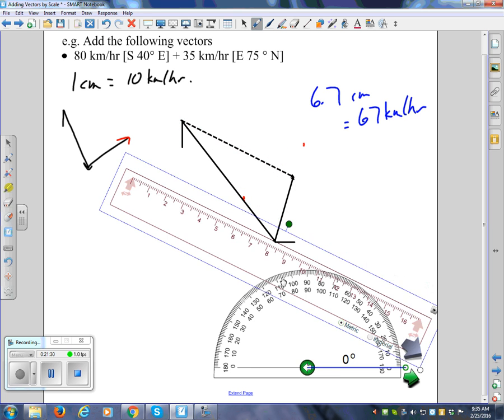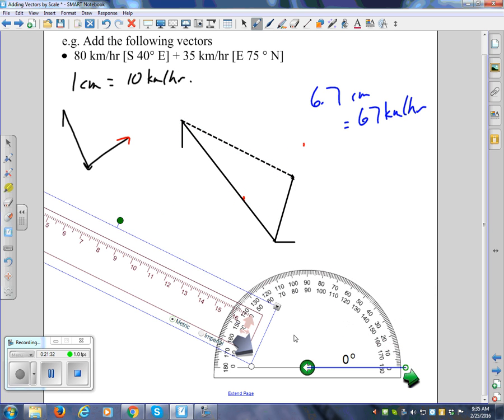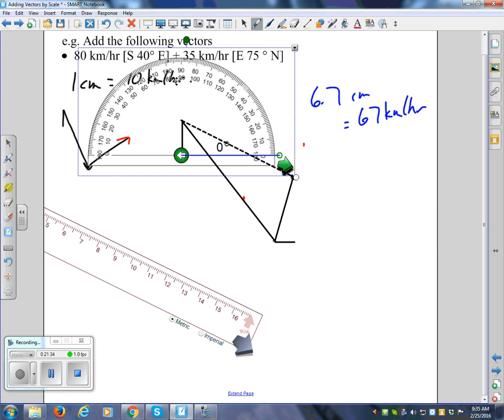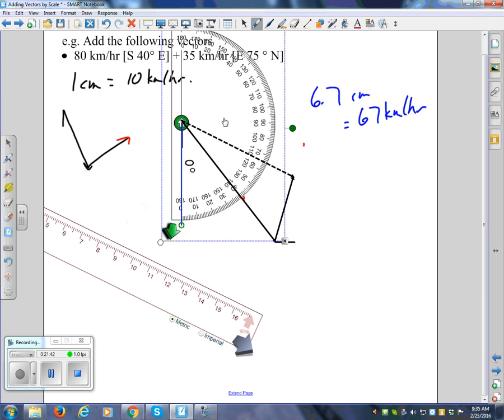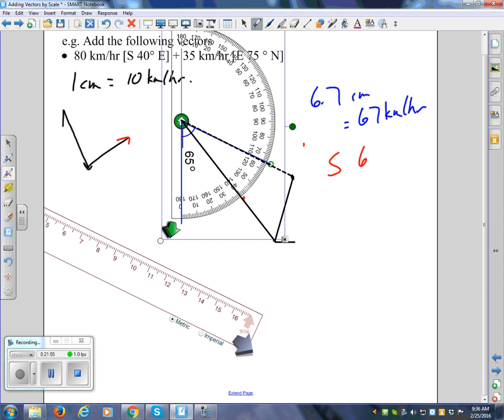And then, where's my angle? Now again, don't measure from the other vector. Measure from your original reference line. You've already got it there. Use it. So from south, it's going to be 65, right? So that's going to be south 65 east.